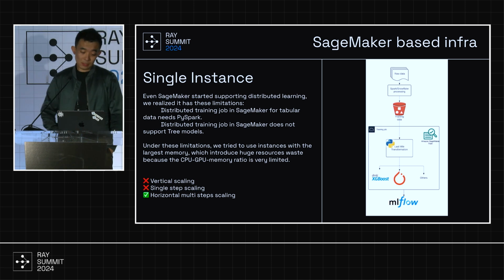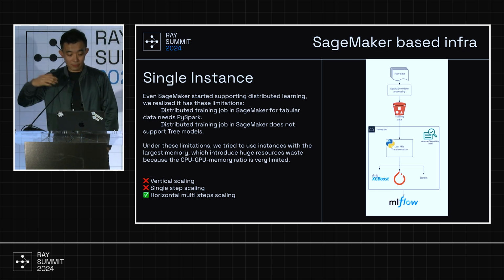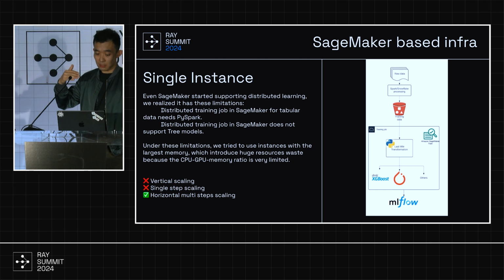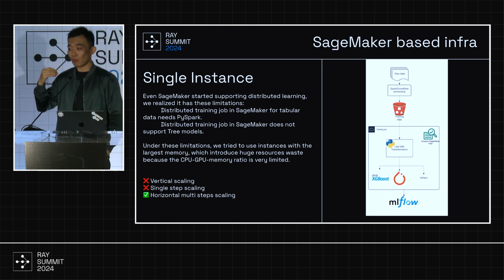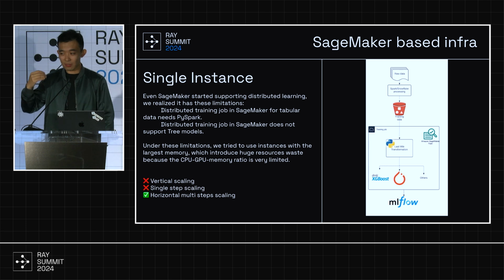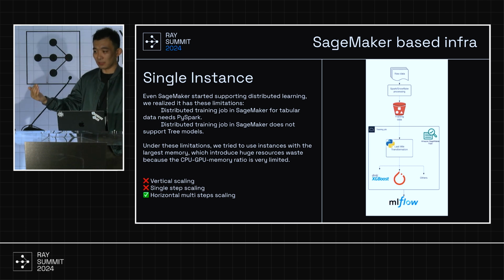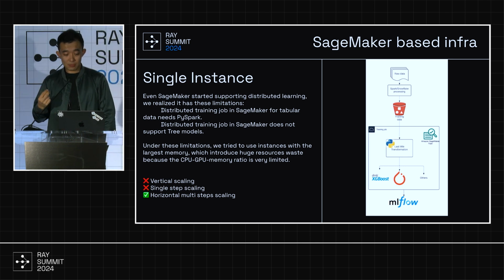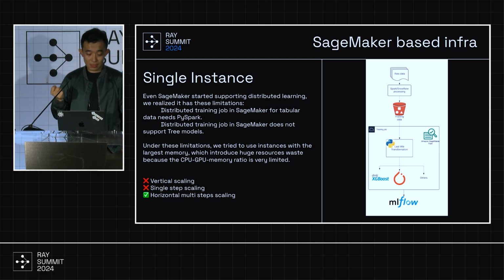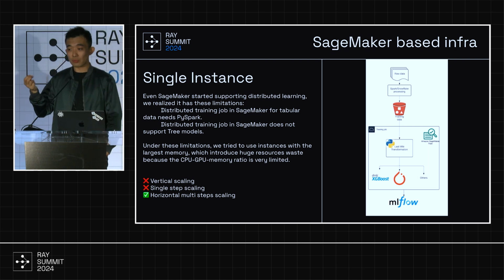The problem is that a single instance is like vertical scaling, not horizontal scaling. So definitely you cannot get more than maybe half a terabyte of memory, because there's no instance available, right? Another thing is, what if we just distribute the job on SageMaker? I think the problem is that SageMaker's distributed training is basically for tabular data. It means you need to use PySpark.